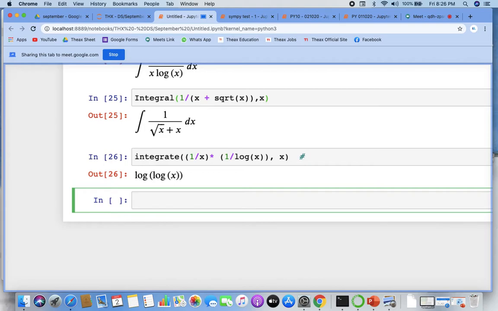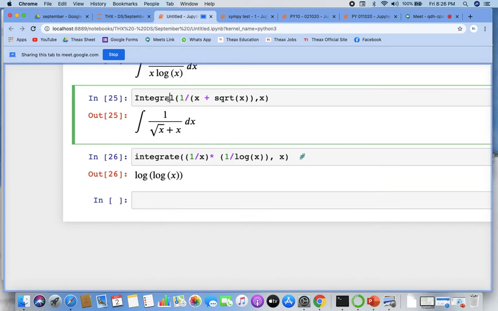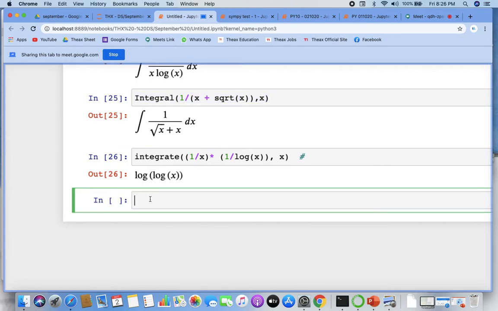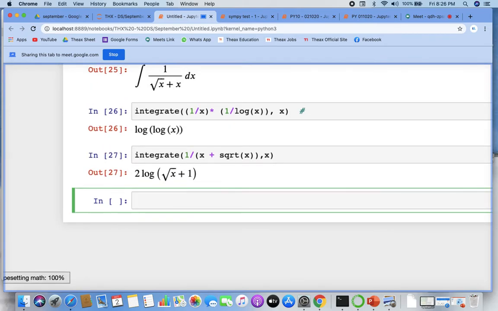Okay, next. The last one, and then I also said something regarding the definite integrals, so let's look at that. The last one is giving you 2 log root x plus 1, plus the constants and whatever you get, right?